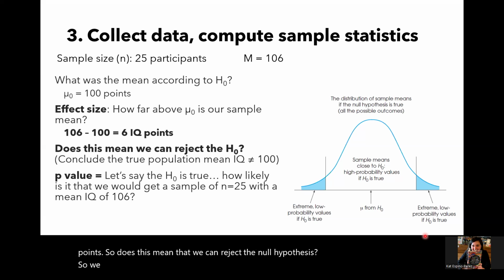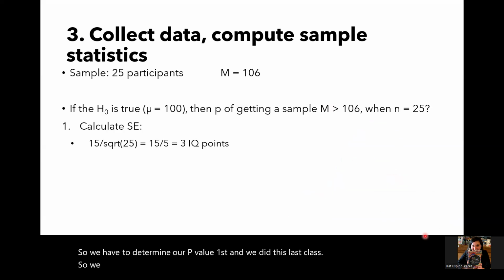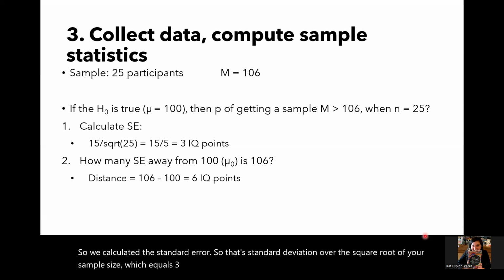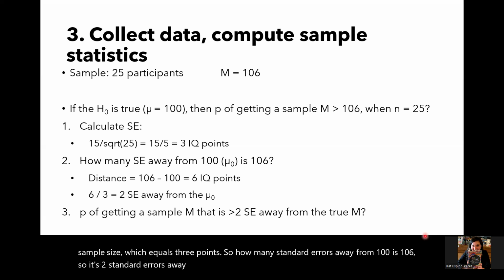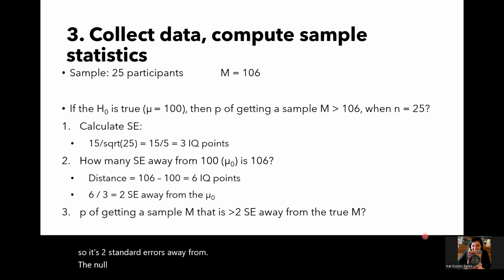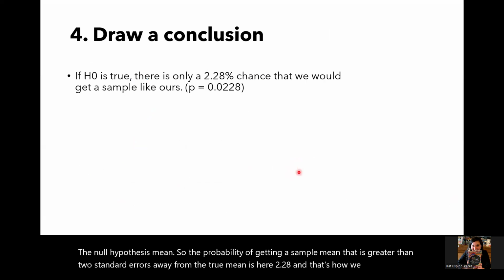So we have to determine our p-value first, and we did this last class. So we calculated the standard error. That's standard deviation over the square root of your sample size, which equals 3 points. So how many standard errors away from 100 is 106? It's 2 standard errors away from the null hypothesis mean. So the probability of getting a sample mean that is greater than 2 standard errors away from the true mean is here, 2.28. And that's how we determine our p-value.